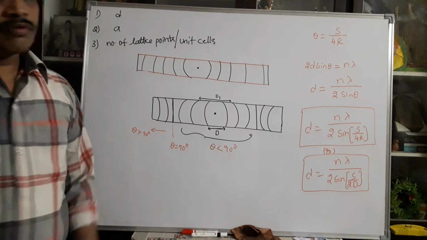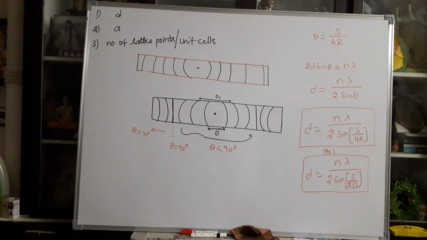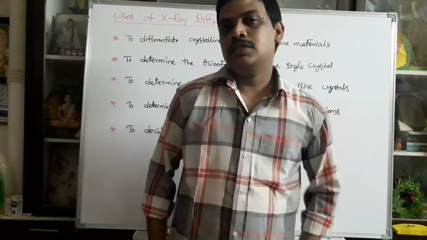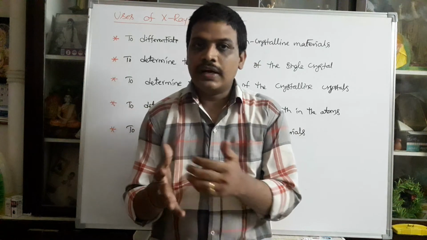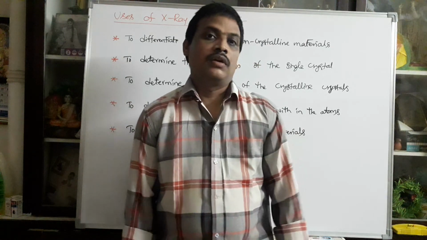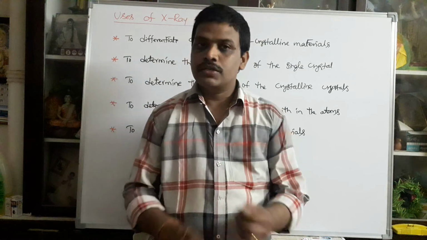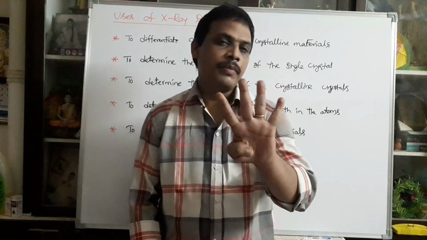This is the powder method form. So up to this, we have clearly understood how the crystal structure is determined. The crystal structure is determined by crystallographic methods. How many methods are there? Completely 4 methods are there.